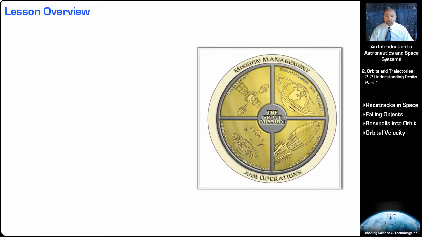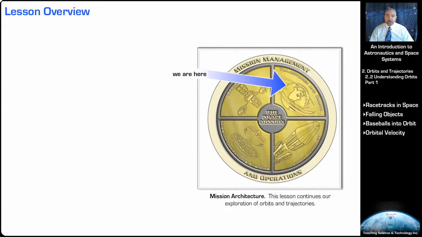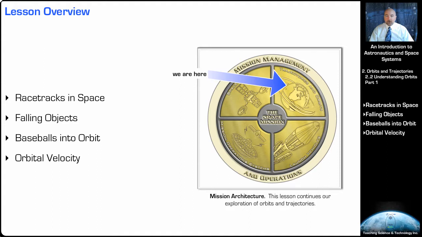In this lesson, and in this entire block, we'll focus our attention on the trajectories and orbits element of our space mission architecture. The discussion in this lesson will begin with a big picture look at what an orbit is. Then, armed only with an understanding of gravity, we'll examine the mechanics of orbits using some everyday examples, rocks and baseballs. Finally, we'll see just how fast you need to go to actually get into orbit.